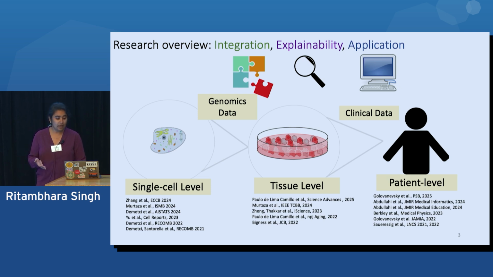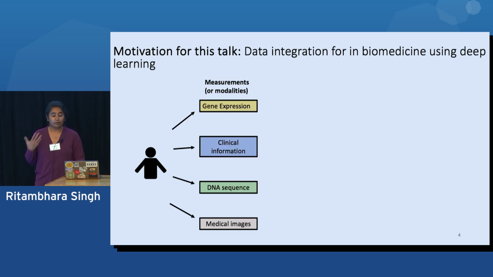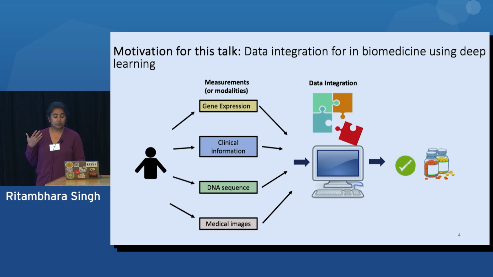So the motivation is basically the idea that now we are able to collect multiple types of measurements from the same entity. So if it's a patient, we can measure different aspects ranging all the way from gene expression to medical images to clinical information. And these data sets or modalities can be very heterogeneous. And the idea is how can we use machine learning to integrate all these different data modalities in an effective manner so that we can make accurate predictions.